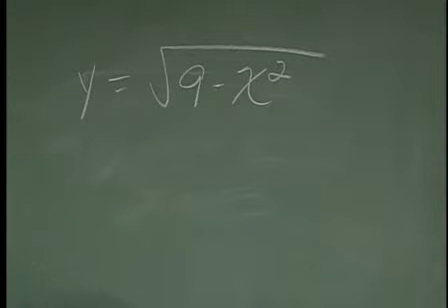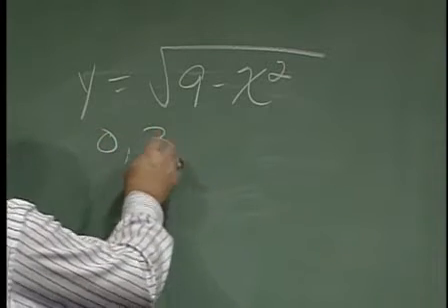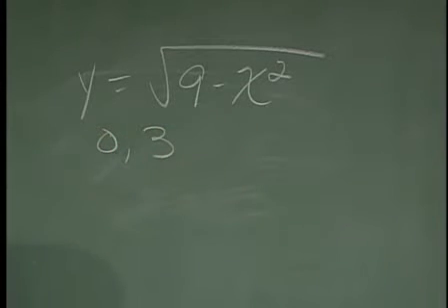What are we going to do? The same thing. Let's start with the y-intercept first. The y-intercept is when x is 0, and when x is 0, y is 3, since the square root of 9 is 3.